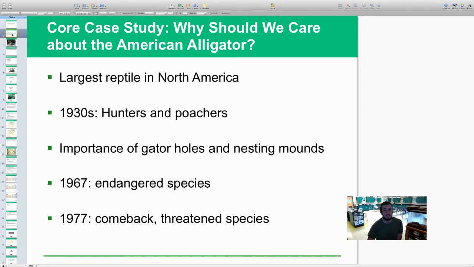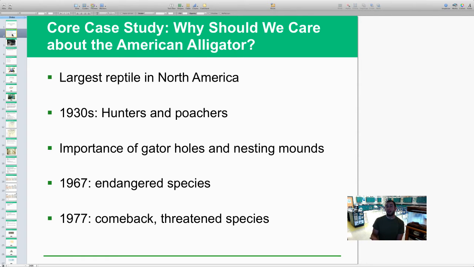In 1967, they were put on the endangered species list because they were overhunted and annihilated in a lot of their range. Because they were put on the endangered species list, they are kind of a success story: within 10 years they came back very strong population-wise, and they moved down to the threatened species list and eventually off it altogether.